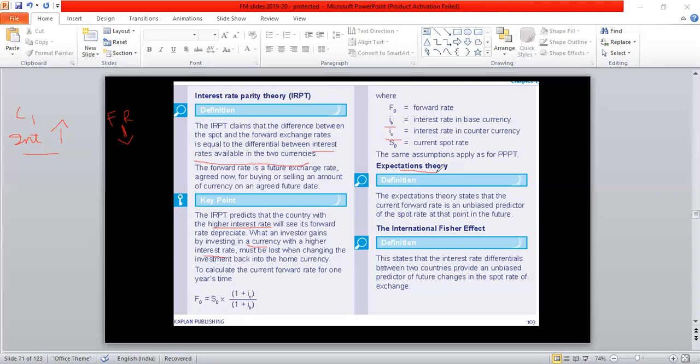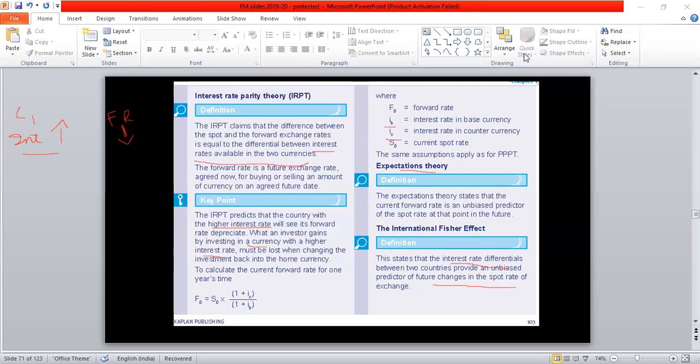Then we see another one which is called the international Fisher effect. This states that the interest rate differentials between two countries provide an unbiased predictor of future changes in the spot rates, because of changes in the interest rates between two countries, of future changes in spot rates of exchange.